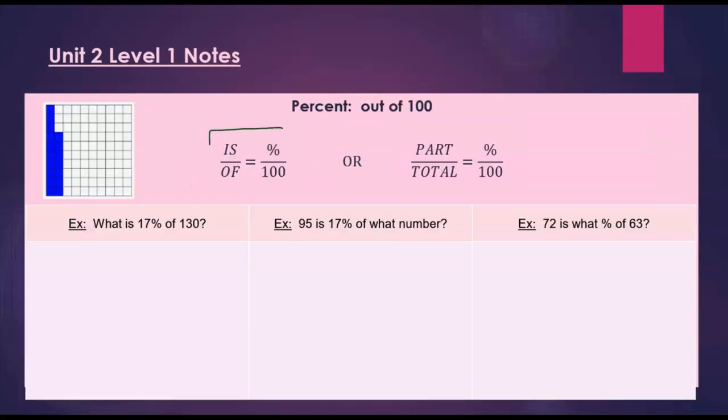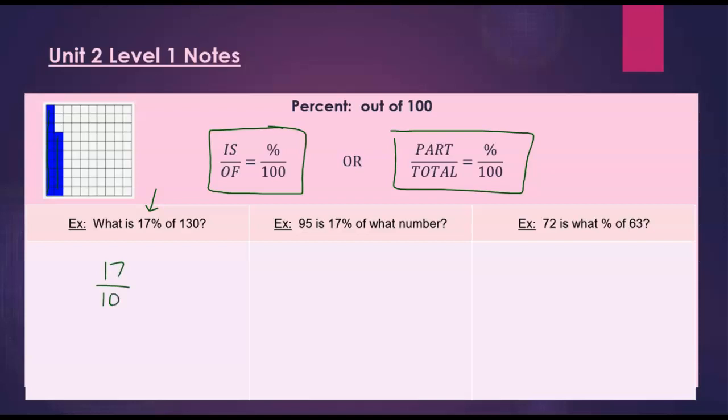You may have heard of the proportion is over of is percent out of 100. Well, that means if I change my 100 to a new total, what's that part out of that new total to represent the percent? So for our first example, 17%, well, that's 17 out of 100 squares, and that's this part of the proportion. Well, that equals what is, so that's our unknown, out of our new total 130.